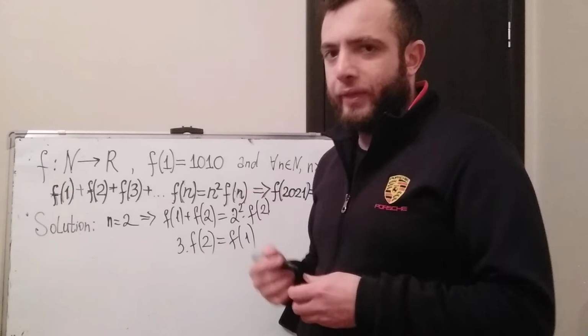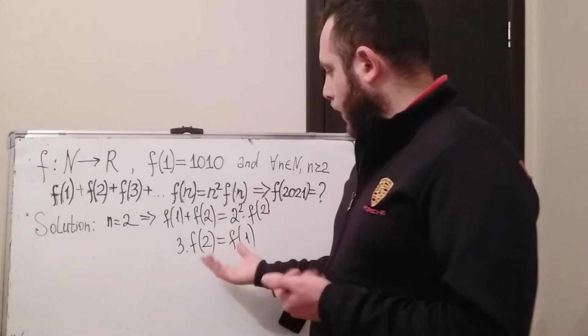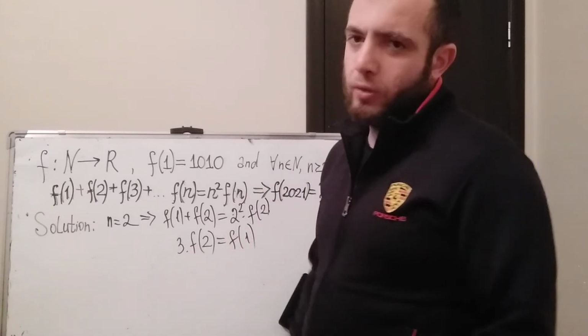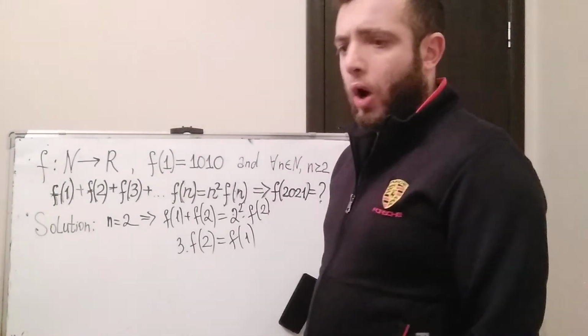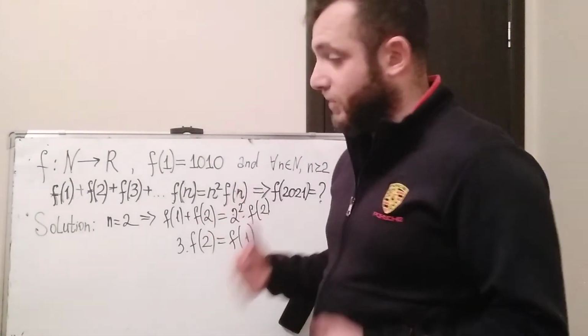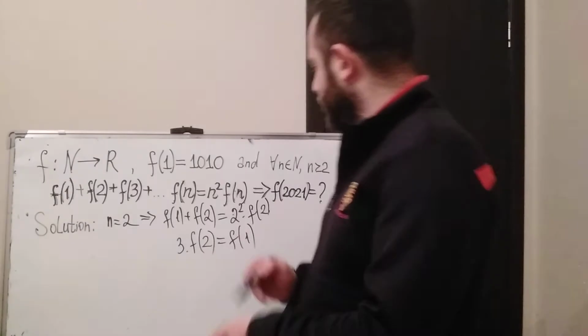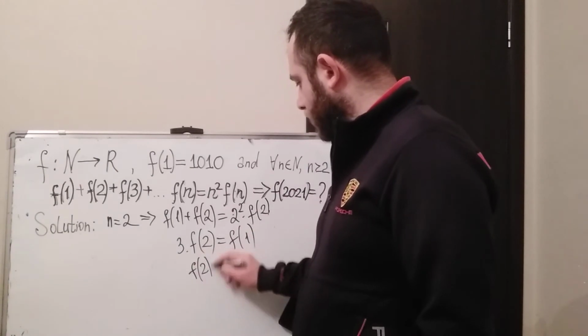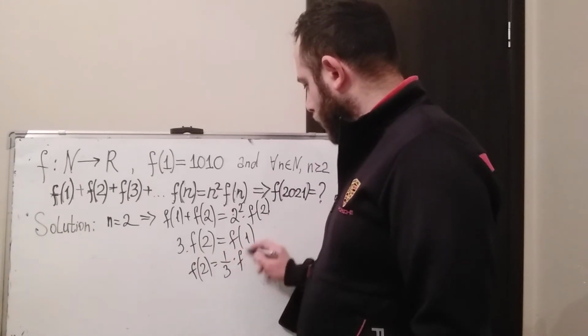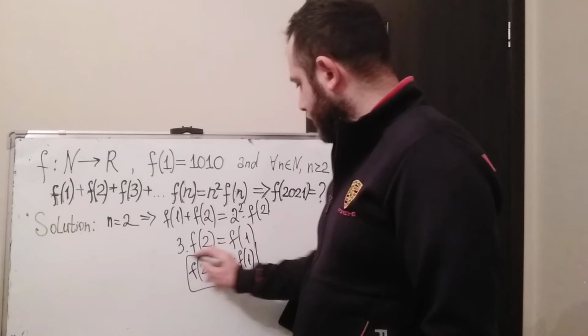You may think about just finding the value of f(2), but don't jump to the answer, just find the relation here. We found that f(2) is 1 over 3 times f(1). Okay, fine, nice.